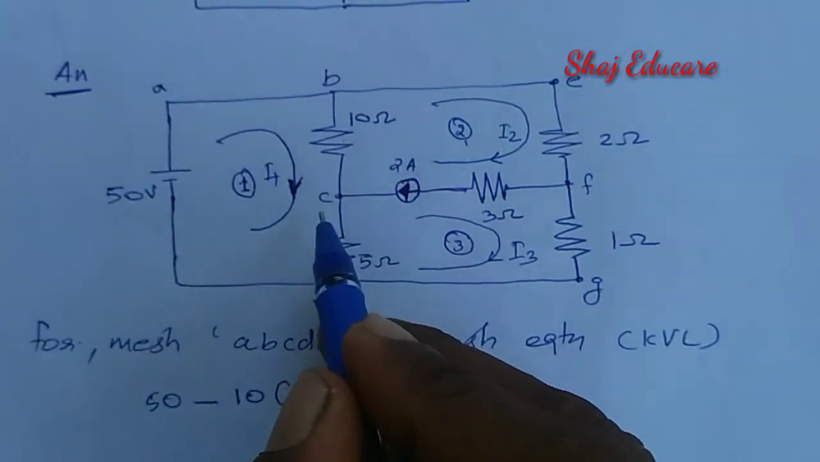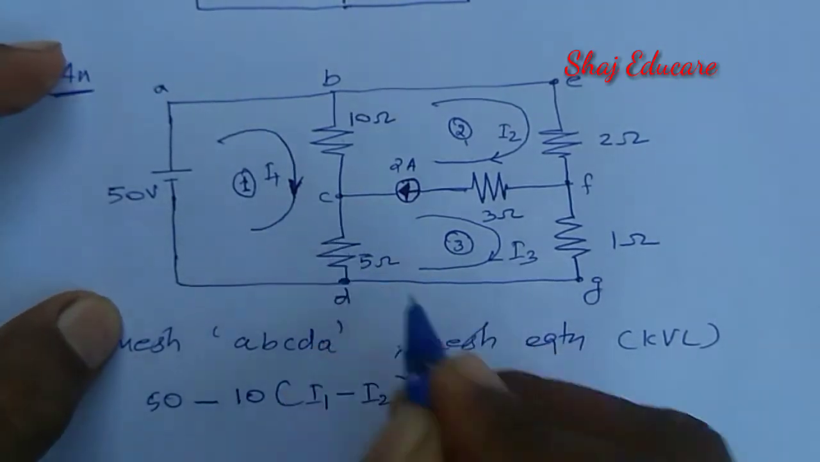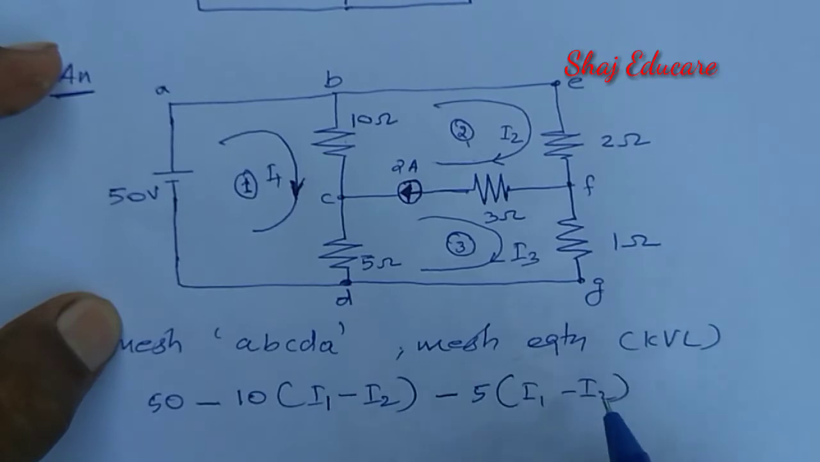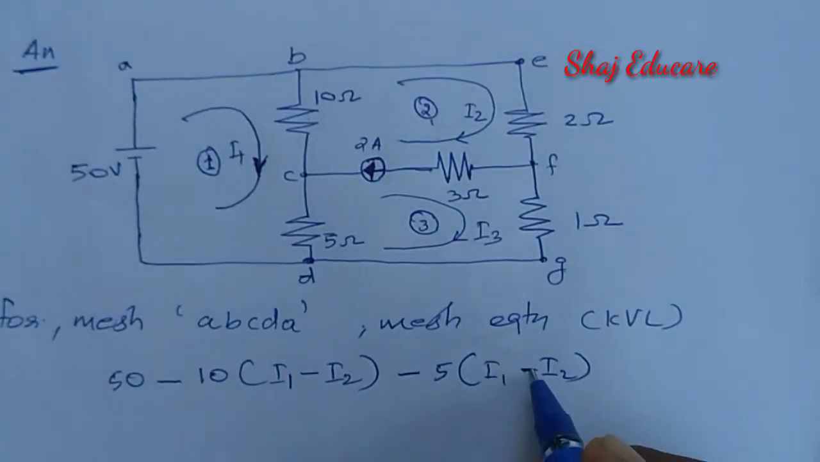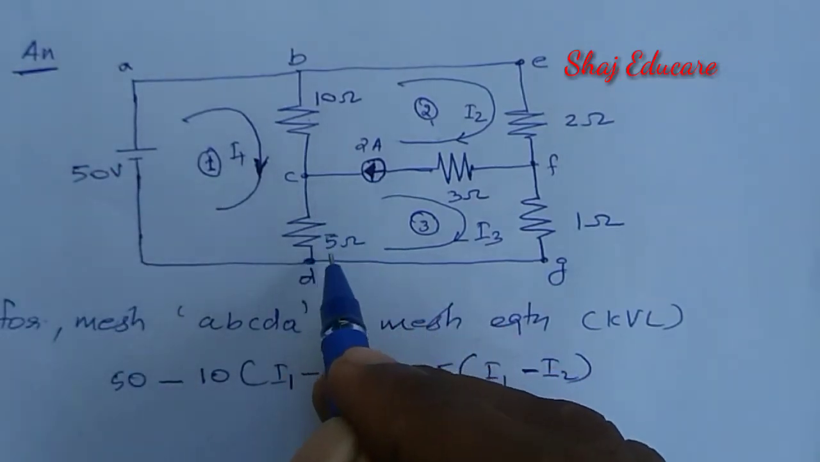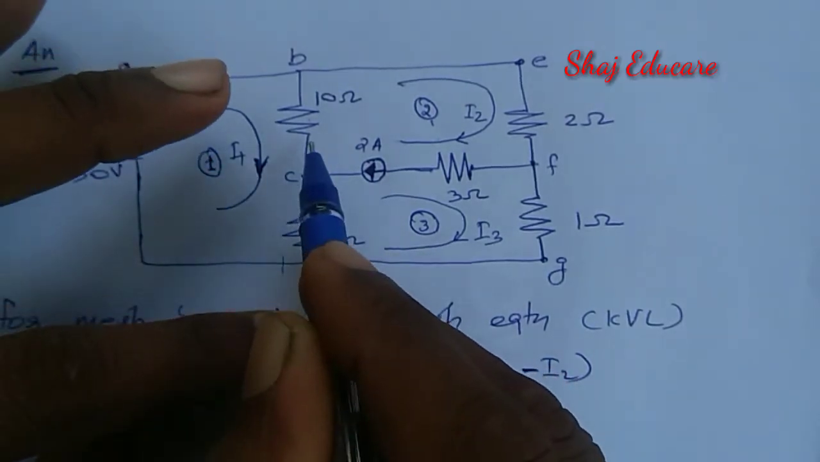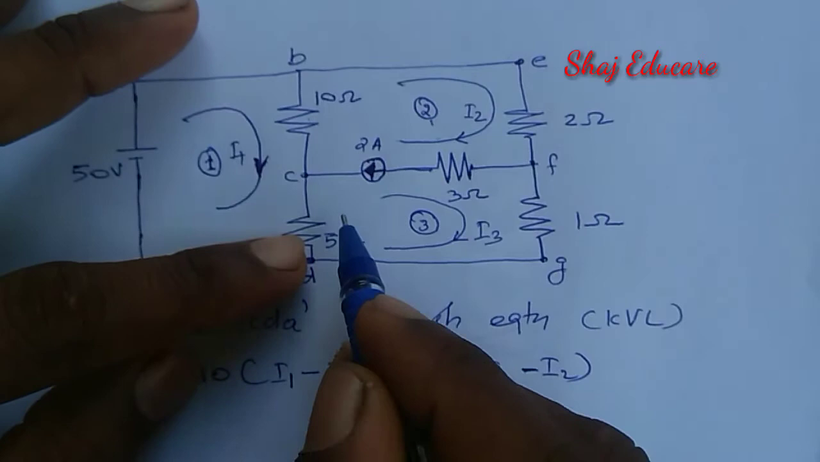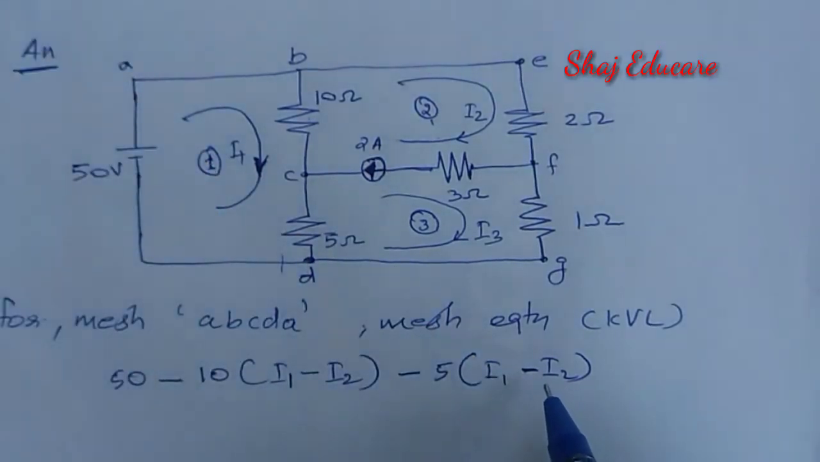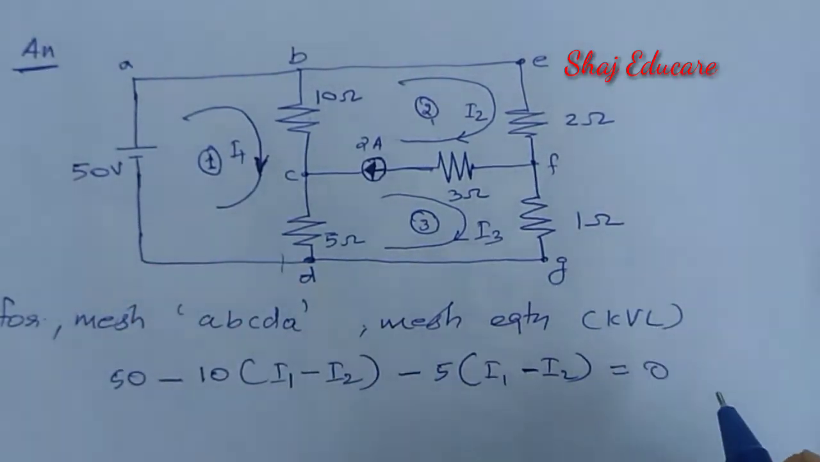So we can take the resultant current as I1 minus I3. Again, this minus sign is because both currents I1 and I3 are flowing in opposite directions through the 5 ohm resistance. I1 is flowing downward, I3 is flowing upward, both in opposite directions. Is there any voltage drop other than this one? No. So let us close it using equal to 0.